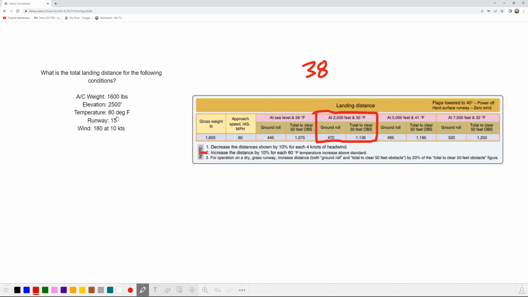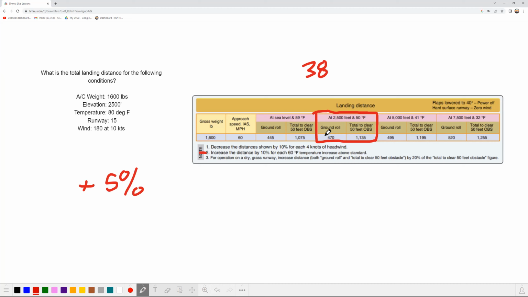So we have 30 degrees above, right? 80 degrees is 30 degrees above 50 degrees. So this is 10% for each 60 degrees. Well, we're half of 60 degrees, so let's do half of 10%, which is 5%. So we want to increase it 5%.